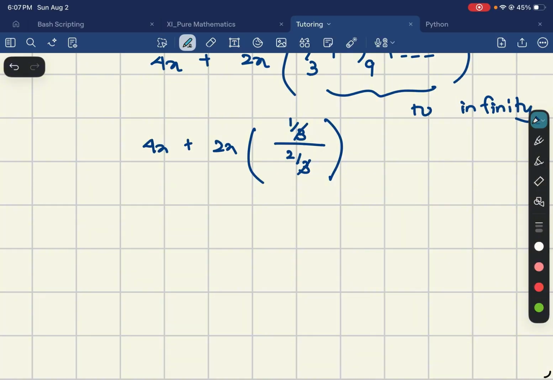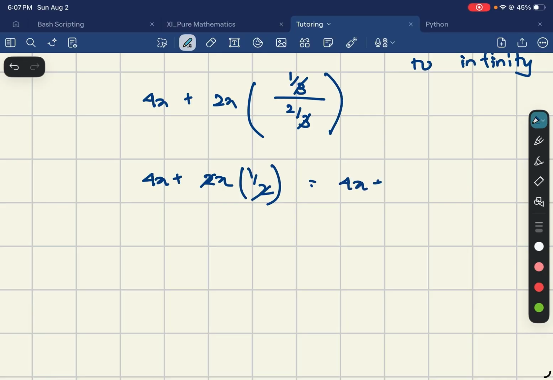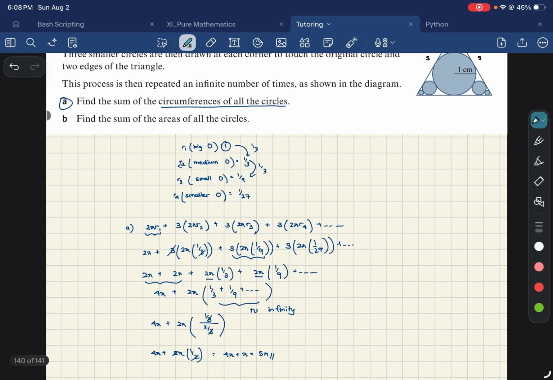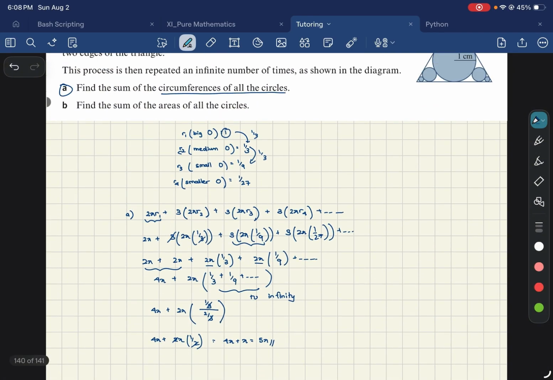All right. So you're going to get 4 pi plus 2 pi times 1 over 2. And these two will cancel out. So you get 4 pi plus pi, which is equal to 5 pi. And that is your solution. So the sum of the circumferences of all the circles is going to be 5 pi.